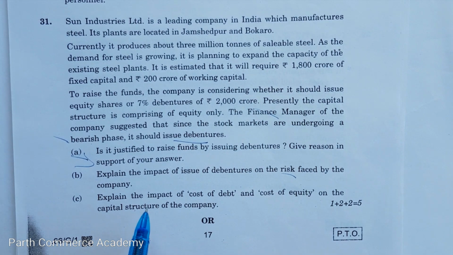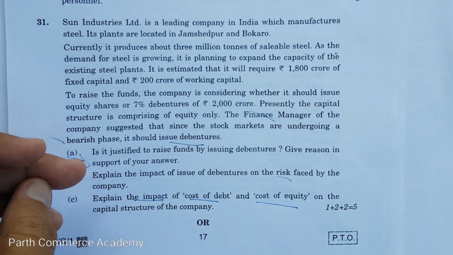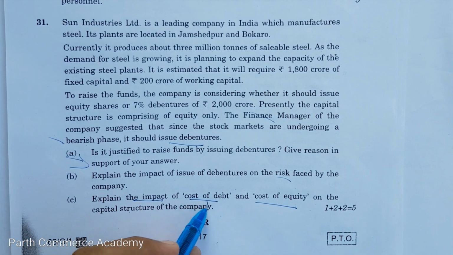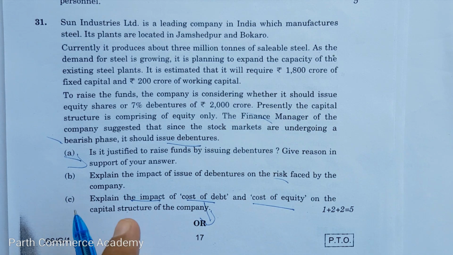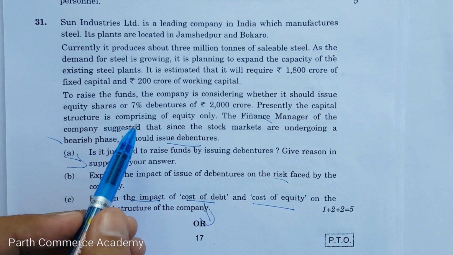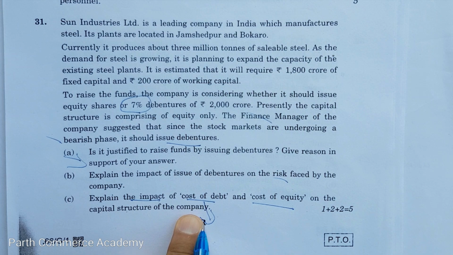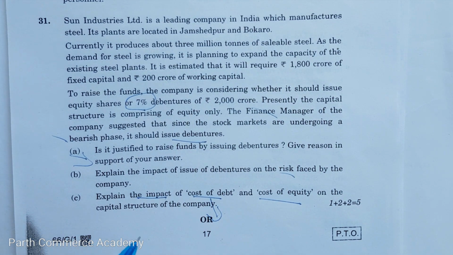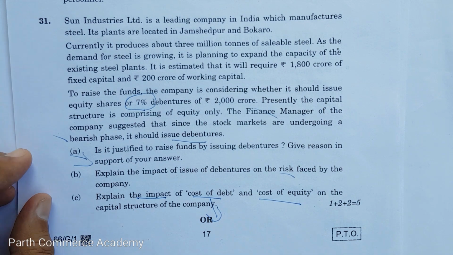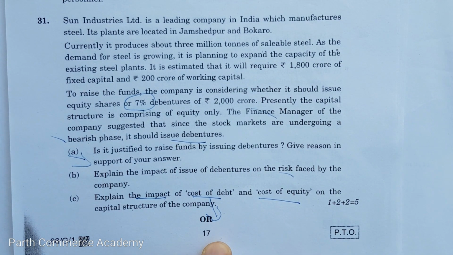Next is explain the impact on cost of debt and cost of equity. So when you are issuing debentures, what happens to cost of debt? Cost of debt is the interest paid on debentures or whatever debt you are taking. So here cost of debt is 7%. All right. So in comparison to equity, we can say it is a cheap finance. When you are using debt, it's a cheap finance.